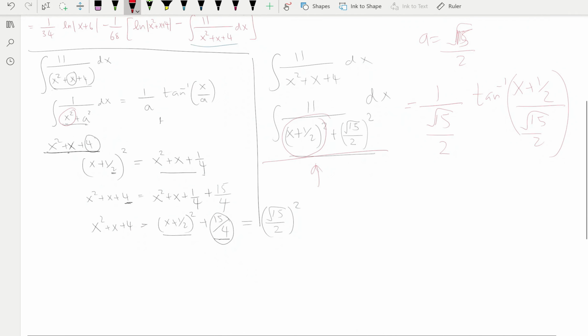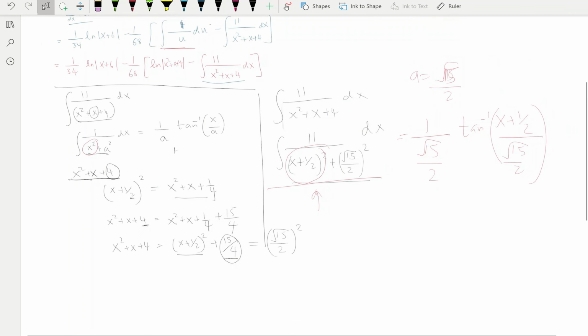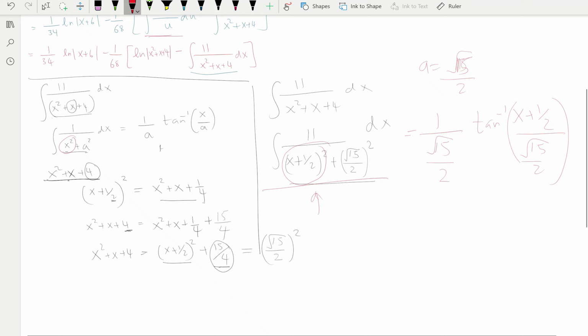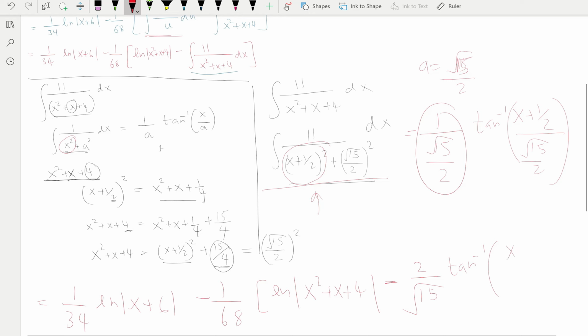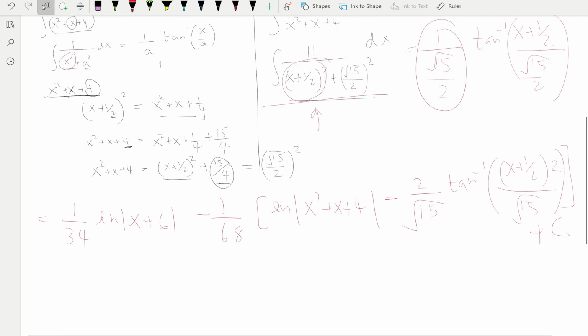So let's write the full solution for the decomposition. It's 1 over 34 natural log of x plus 6, minus 1 over 68 natural log of x square plus x plus 4, negative, and here I can write this as 2 over square root of 15, taking the reciprocal, tangent inverse of x plus half times 2 over square root of 15, close the bracket, plus the arbitrary constant of integration. So that's a big complicated problem, right?